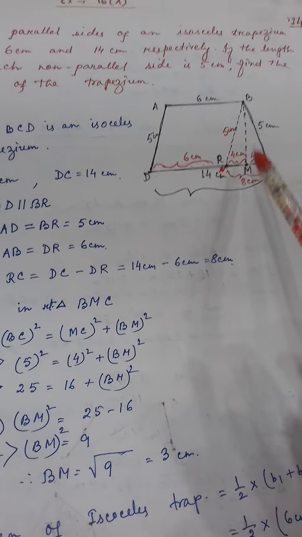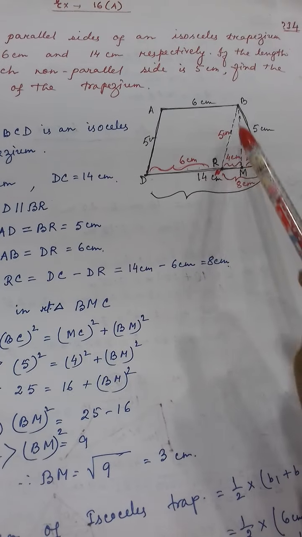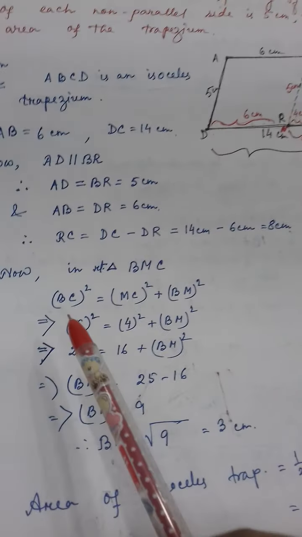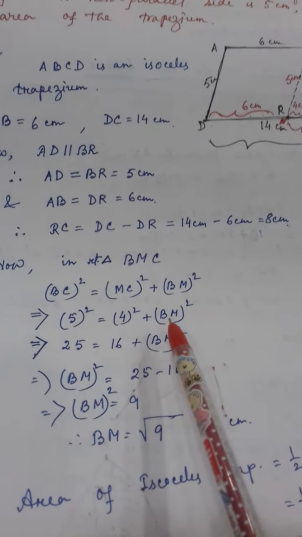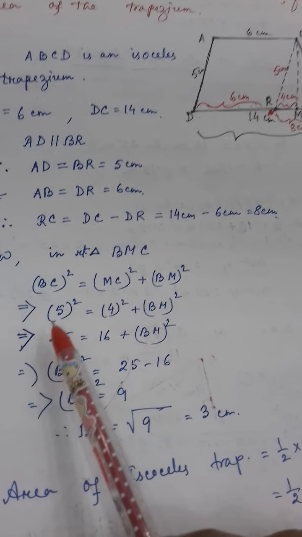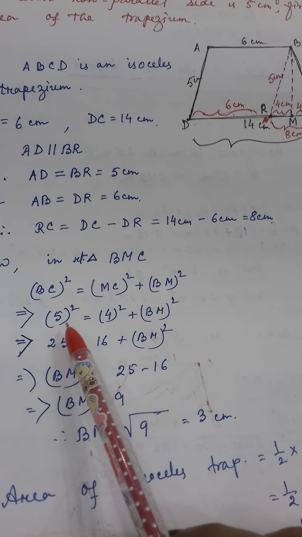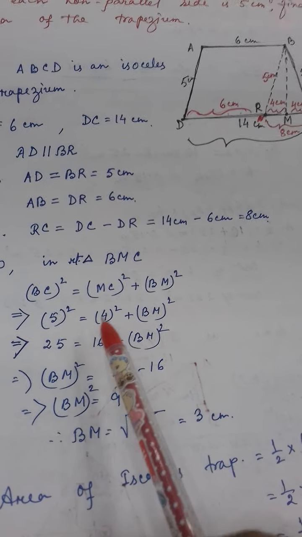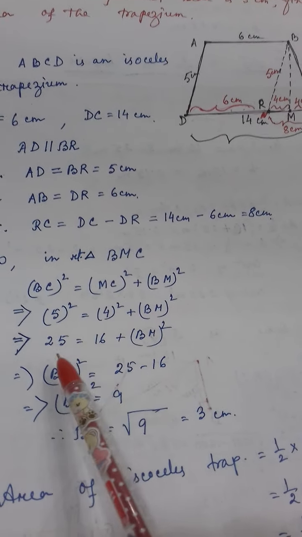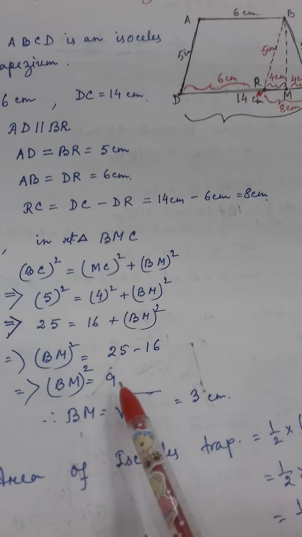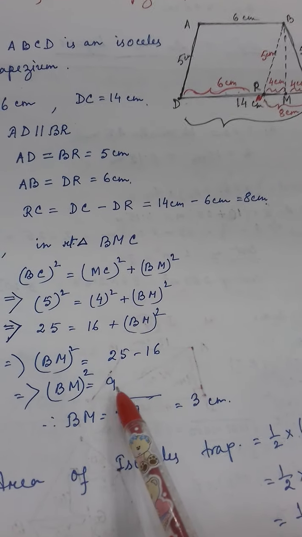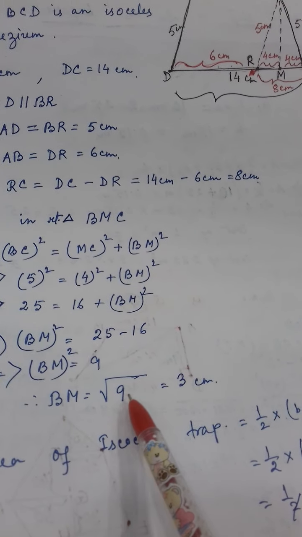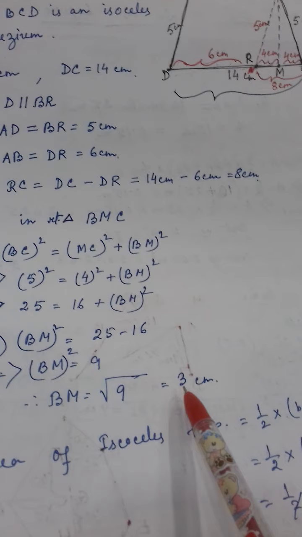Clear or not? Now from here you have to find out BM. So first you place the values. BC you have got 5 centimeter. MC you have found out 4 centimeter. So BM will be what? BM square has come 9. So BM will be square root of 9. It is equal to what? 3.